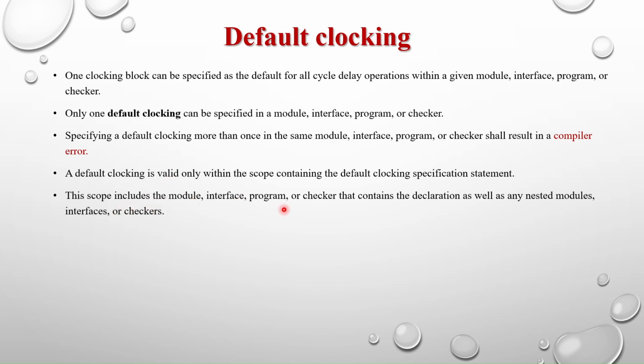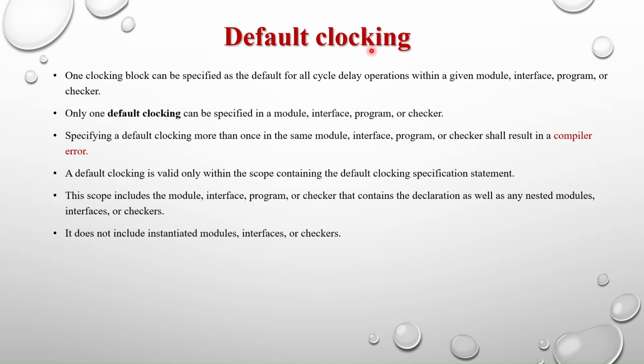This scope includes the module, interface, program or checker that contains the declaration as well as any nested modules, interfaces or checkers. So your module can have another nested module inside it. This is possible, and it does not include instantiated modules, interfaces or checkers. So your scope should not contain the instantiated modules, but it can have nested modules. Nested modules means inside the module you can write another module.